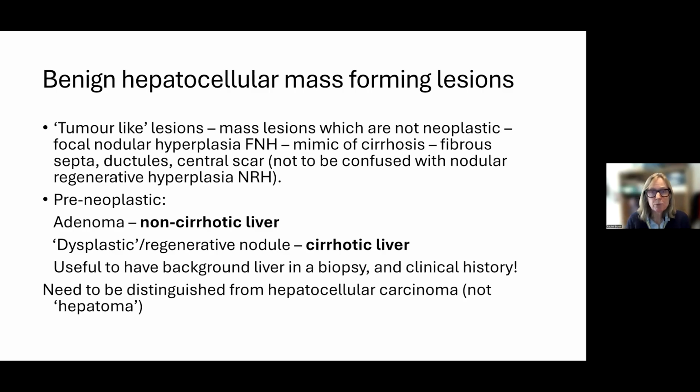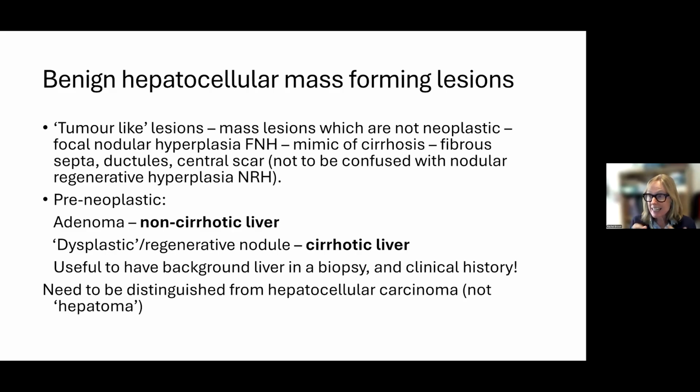So what are we speaking about today? Benign hepatocellular mass forming. I've included that phrase because sometimes when we talk about lesions, of course, it's a very generic word, but what we're focusing on today is those mass forming lesions. To begin with, we can sometimes see tumor-like lesions, so mass lesions which are not neoplastic. The archetypal example here would be focal nodular hyperplasia, FNH.